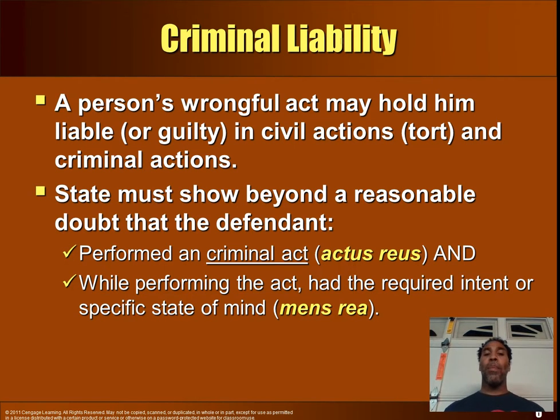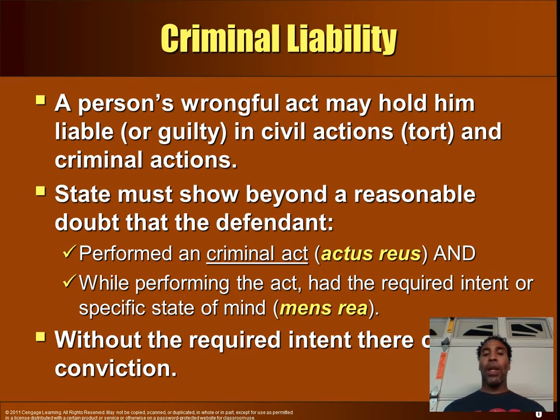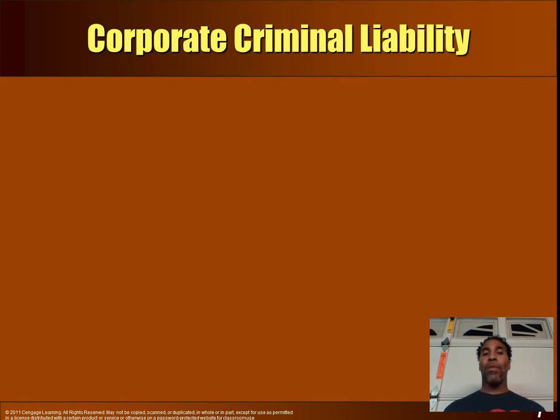A state must show beyond a reasonable doubt that the defendant did the following things: performed a criminal act, actus reus. If you watch one of the videos, it clearly defines what that means. You'll see a lot of Latin terms in business law and law in general. While performing the act, he had the required intent, a specific state of mind, mens rea, right? So your state of mind was that I'm going to go rob this bank, not that someone gave me something, I was out of my mind and I went to go rob the bank. Without the required intent, there can be no conviction.